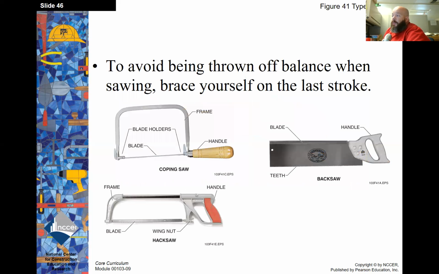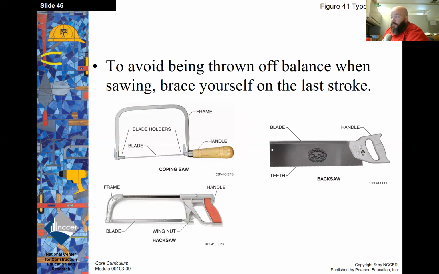Okay, to avoid being thrown off balance when sawing, brace yourself on the last stroke. This is because of the pressure you're placing on the saw to complete the cut. You don't want to be leaning in such a way that as the stock breaks off, you fall or slip. This could cause an injury.